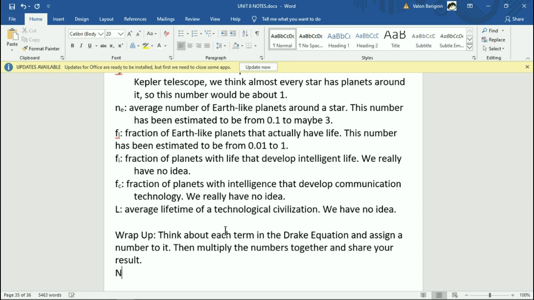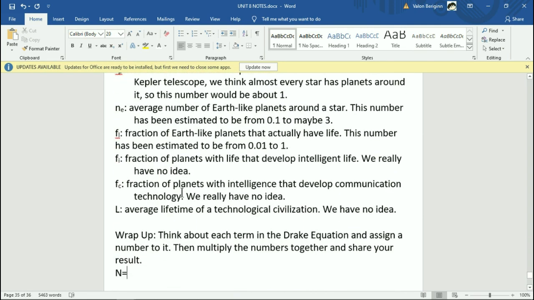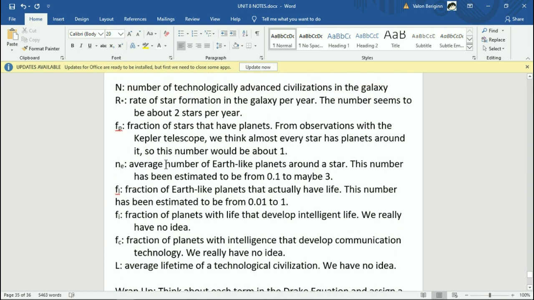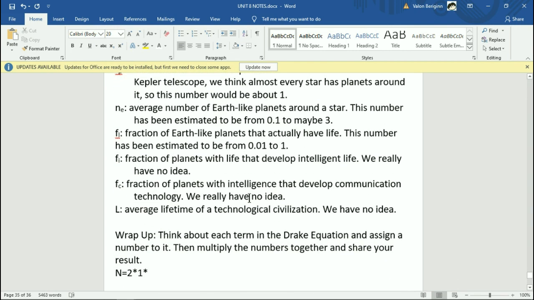All right, so here's my guesses. Again, purely a guess on my part. I don't have any real authority on this. Okay, so R is 2. FP is 1. Okay, so NE, I'm going to argue for my sake that NE is quite close to Earth. It's like Mars, no. So I'm going to narrow this down a lot. I'm going to say that NE is actually 0.5.